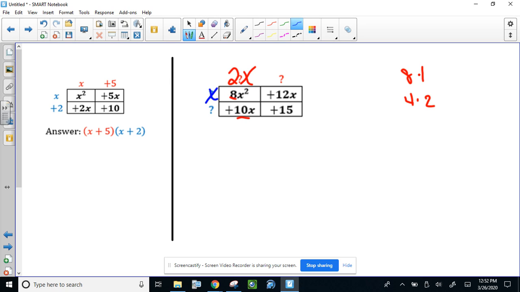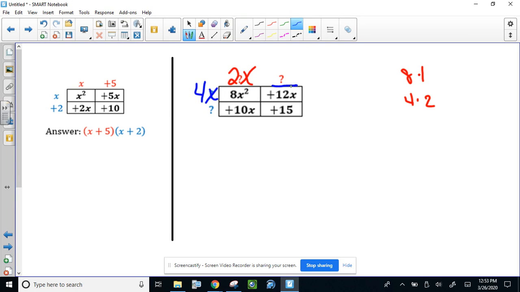And then when I look across the row, my 8 and 12, yes, 2 is common to both, but if I put a 2 here, then that's not going to give me 8. So I need a bigger number. I need it to be able to create an 8x in this box. So if I already have a 2 on top, then I know I'm going to need a 4 here in order to make 8.